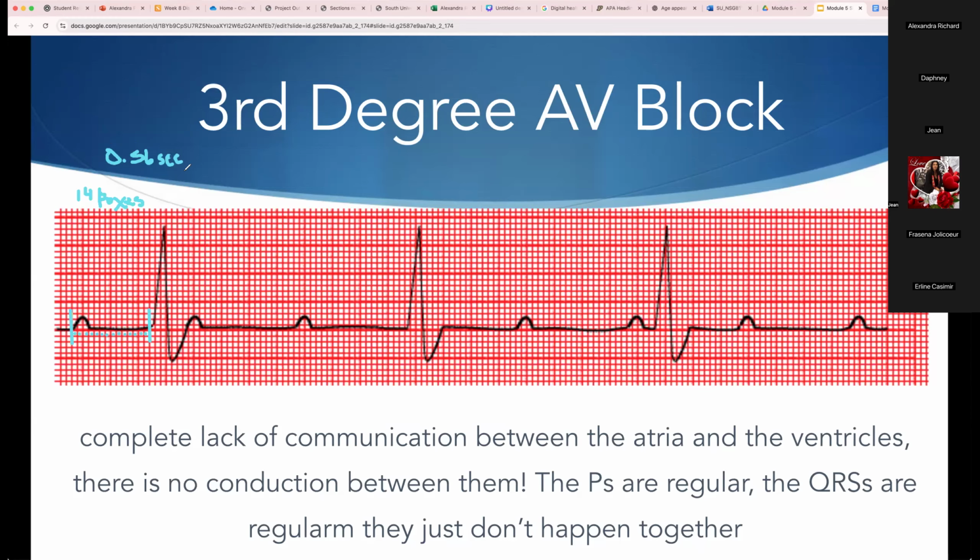And then also what helps is to just count the P waves. 1, 2, 3, 4, 5, 6. You see that there are 6 P waves and 3 QRSs. So when in doubt, count the P waves, and if there are more P waves than QRSs and the PR interval is very, very delayed, it's third degree heart block. Remember, third degree heart block is a medical emergency.